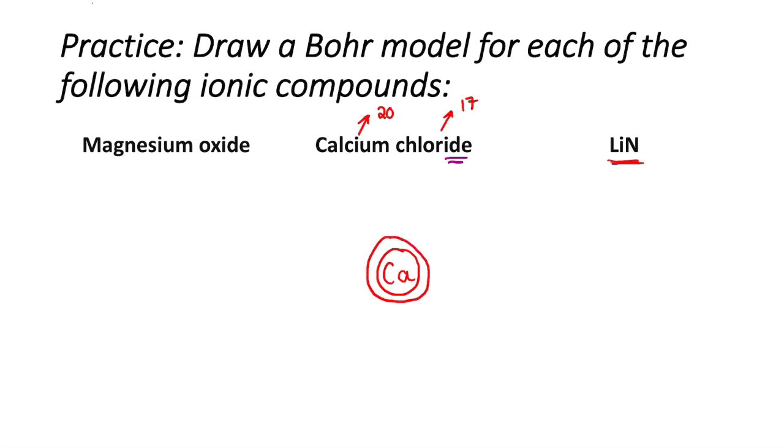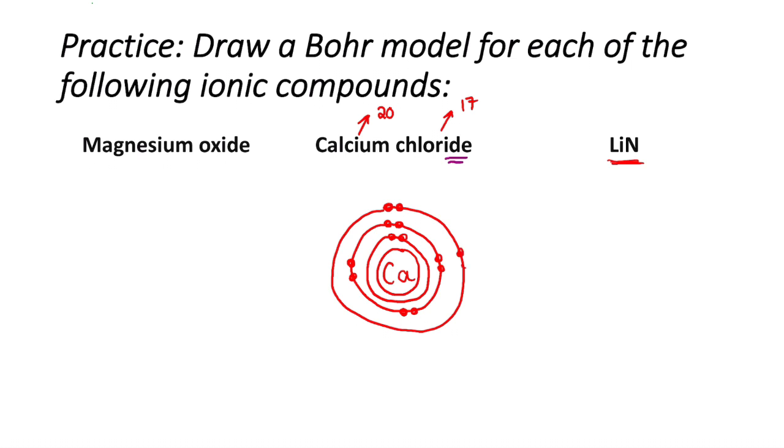My first ring holds 2. My second ring holds 8, so 2, 4, 6, 8. So we're up to 10. The next ring can hold another 8. 2, 4, 6, and 8. So we're now at 18. Calcium is going to give up its 2 extra valence electrons in order to have that full outer shell.